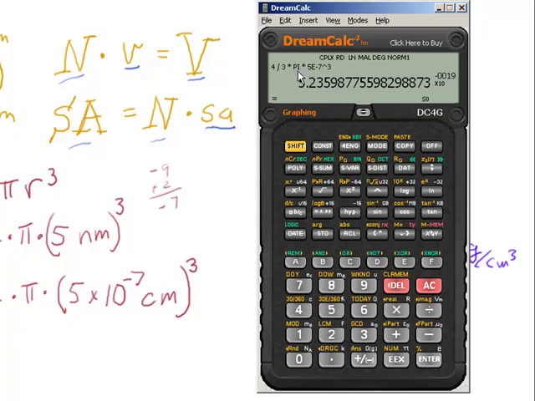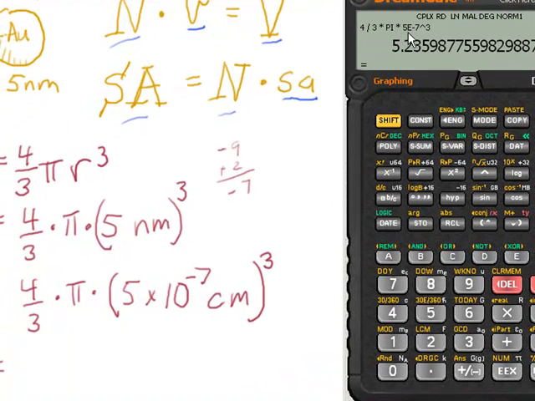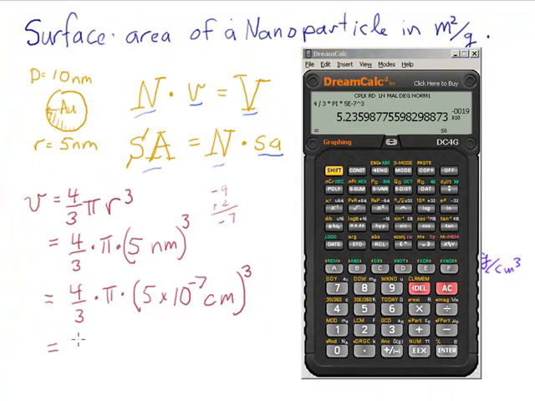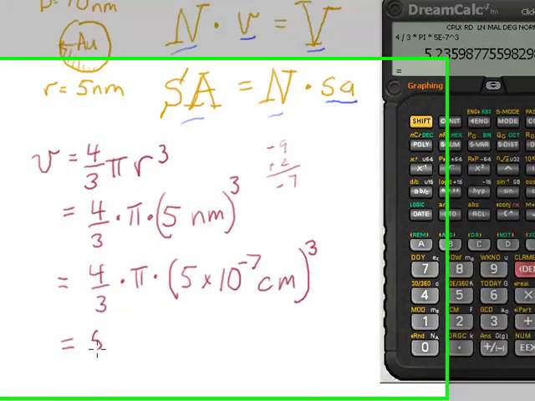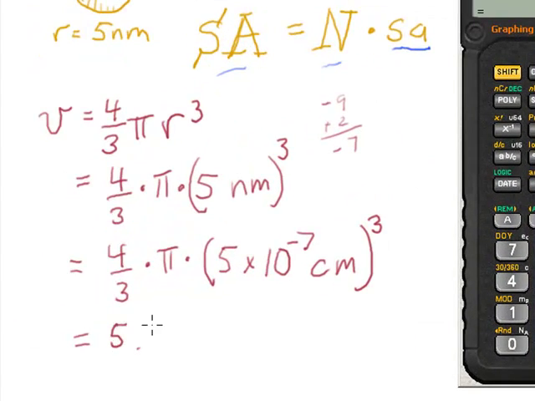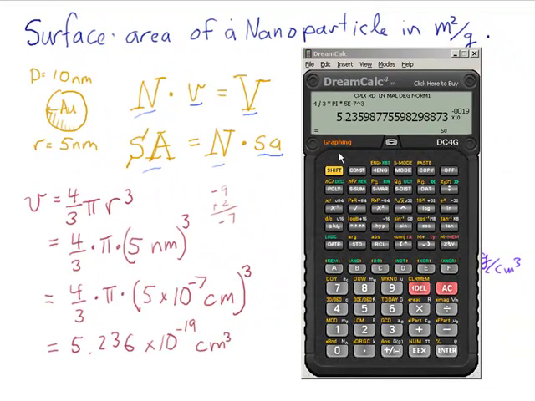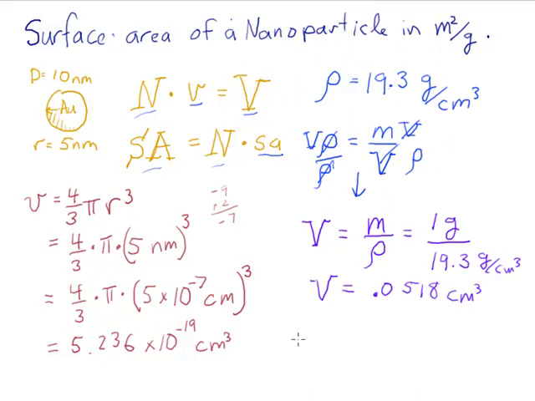Let's check it. 4/3 times pi times 5 to the minus 7 cubed. Yes. So my value is 5.236, I'm just going to go with 4 digits of precision here, times 10 to the minus 19 cubic centimeters. So that's my little v.